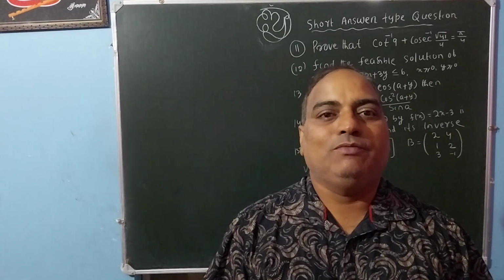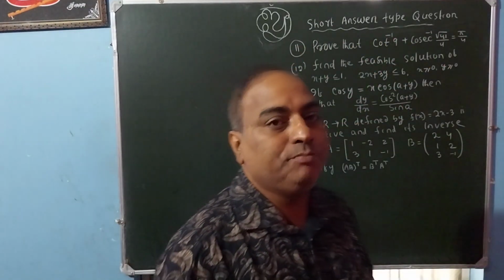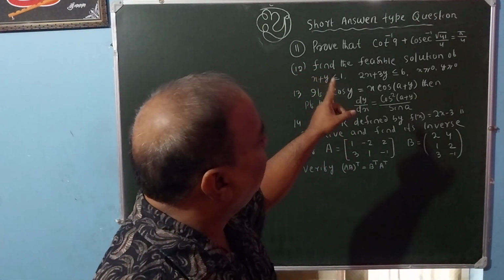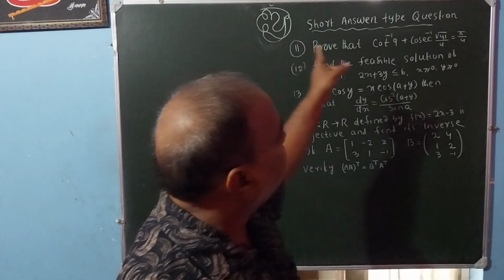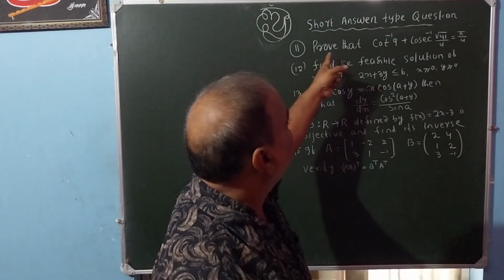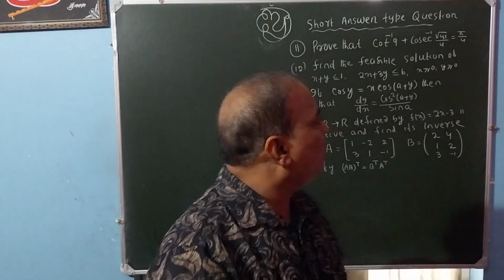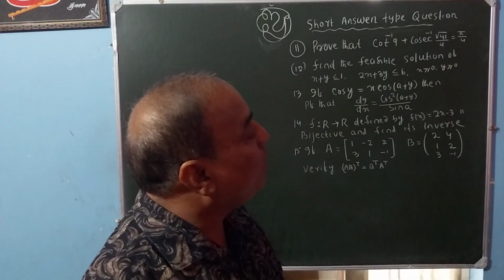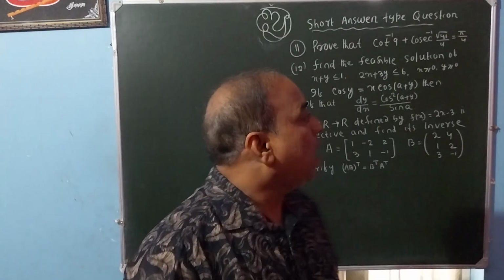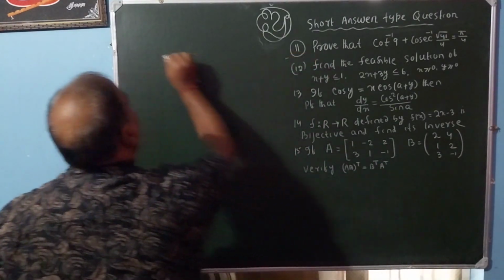Last class I have already discussed some short answer type questions from different chapters. Let us work out some more short answer type questions from different chapters. First question: prove that cot inverse 9 plus cosec inverse root over 41 divided by 4 is equal to pi by 4. How to prove it? Write down question number 11.